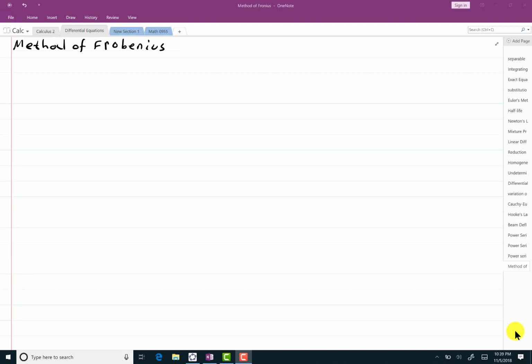In this section, we continue infinite series methods, except now we're going to have to do something a little bit different. Let me start with an example to illustrate what I'm talking about. We're going to try to solve the following equation using this method of Frobenius. I'll explain the method as we do it.